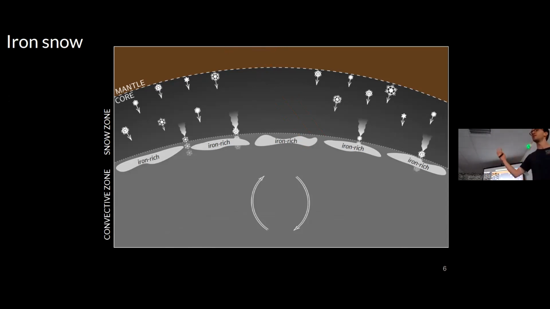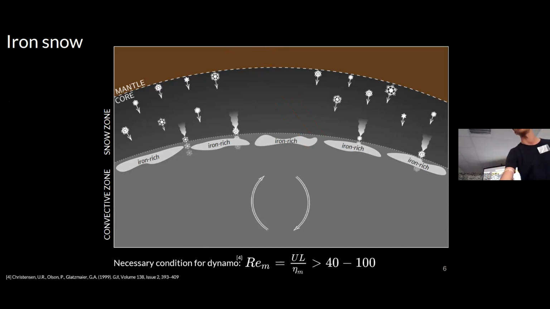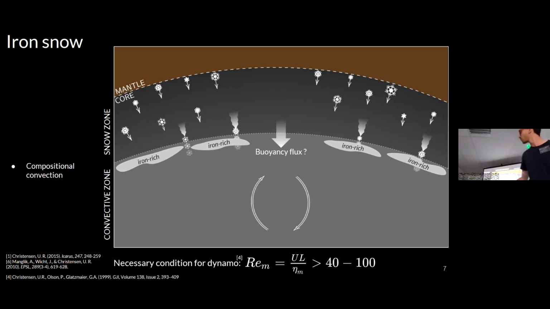These motions need to be at large scale, sufficiently fast, and a necessary but not sufficient condition for dynamo is that the magnetic Reynolds number should be sufficiently large. So numerical simulations have been performed to see how compositional convection can lead to a magnetic field. And they successfully got the appropriate order of magnitude of the magnetic field and the appropriate shape. But the problem is they are based on a buoyancy flux coming from the snow zone, which is absolutely unknown because the physics of the snowflakes crystallizing, falling, and melting has never been modeled.